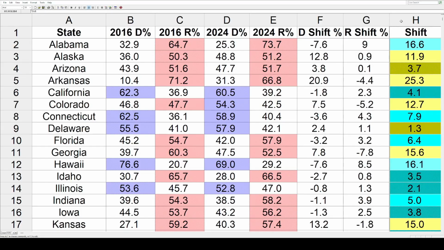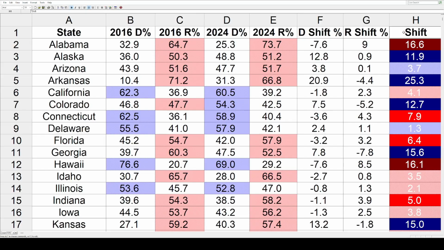The last column all the way on the right is going to be the net shift between the two parties between the two elections. There's also shading in this column. The darkest colors are 10 or more points. The lightest colors are going to be under 5%.